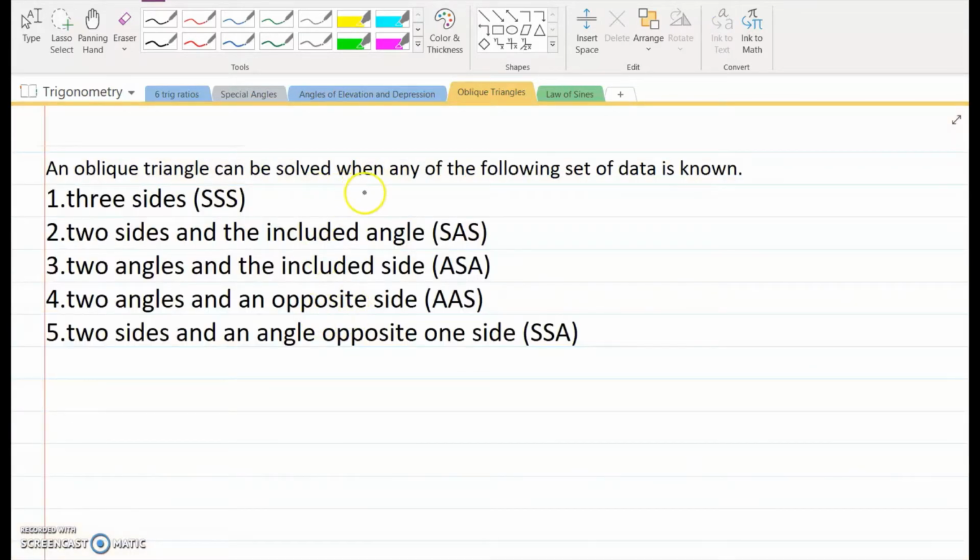So an oblique triangle can be solved when any of the following set of data is known. Number 1, if you have 3 sides; 2, 2 sides and the included angle; 3, 2 angles and the included side; 4, 2 angles and an opposite side; number 5, 2 sides and an angle opposite one side.